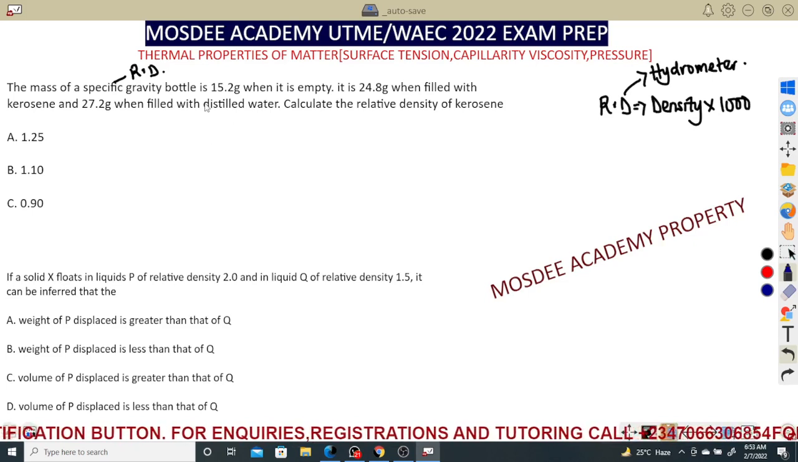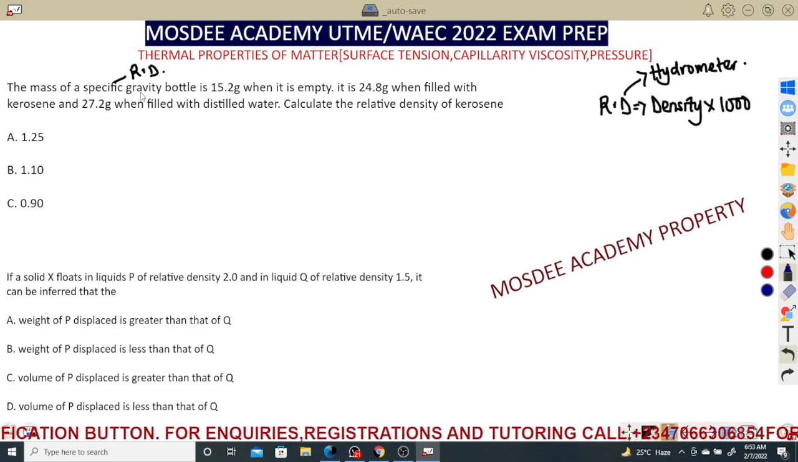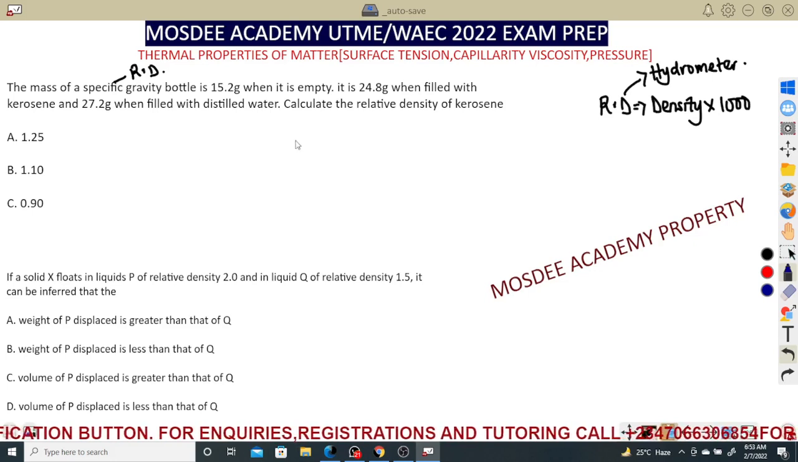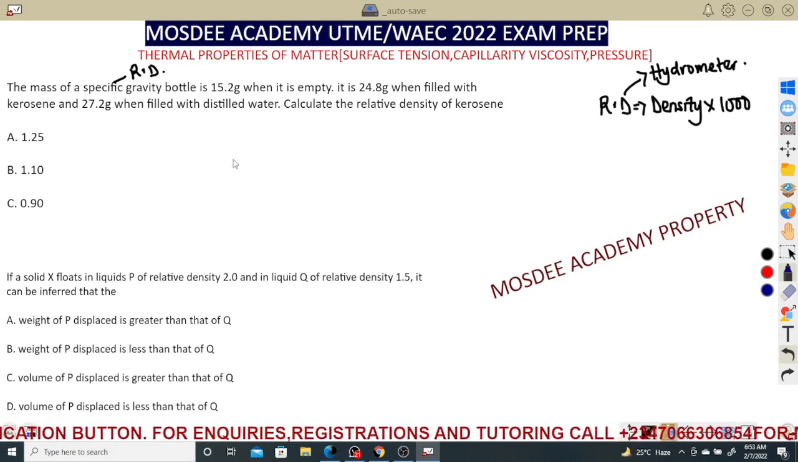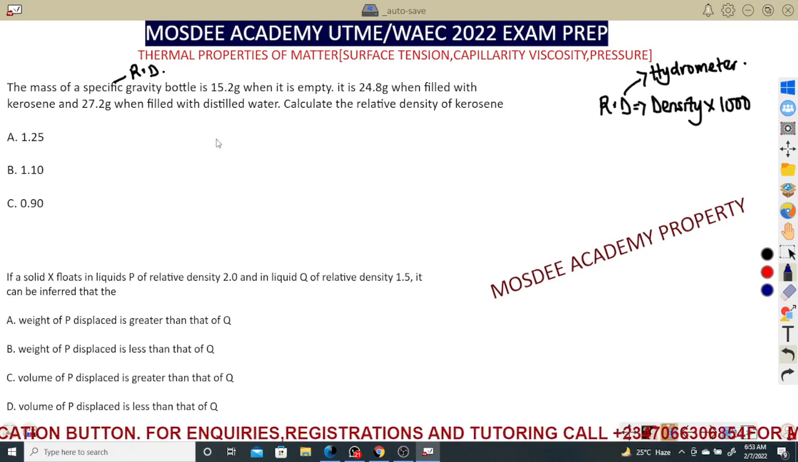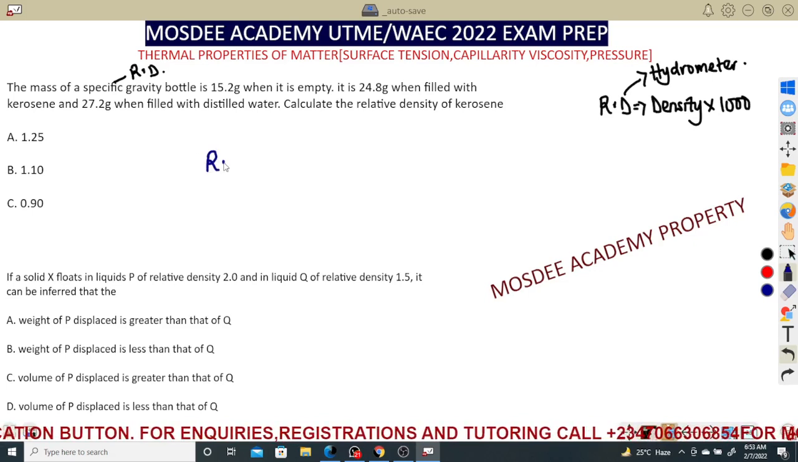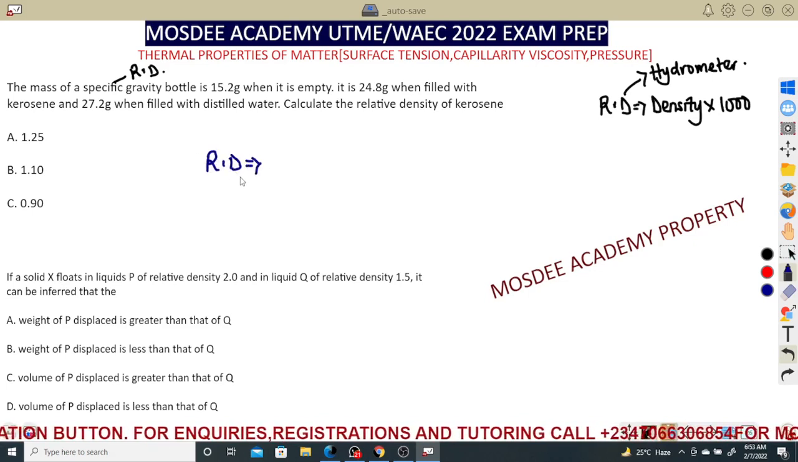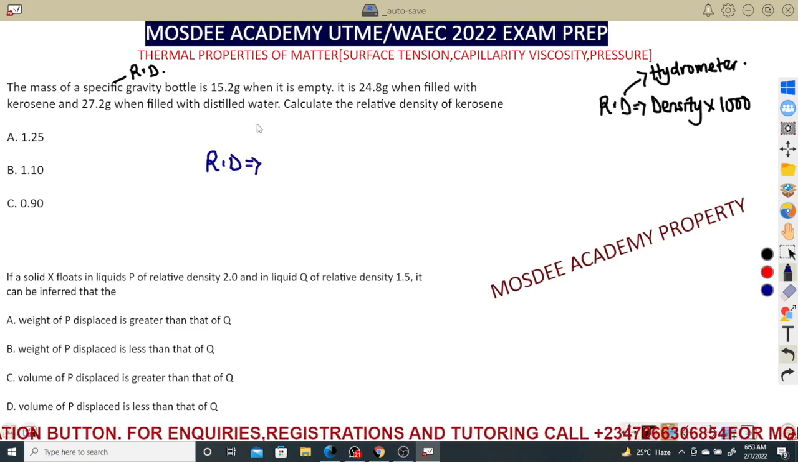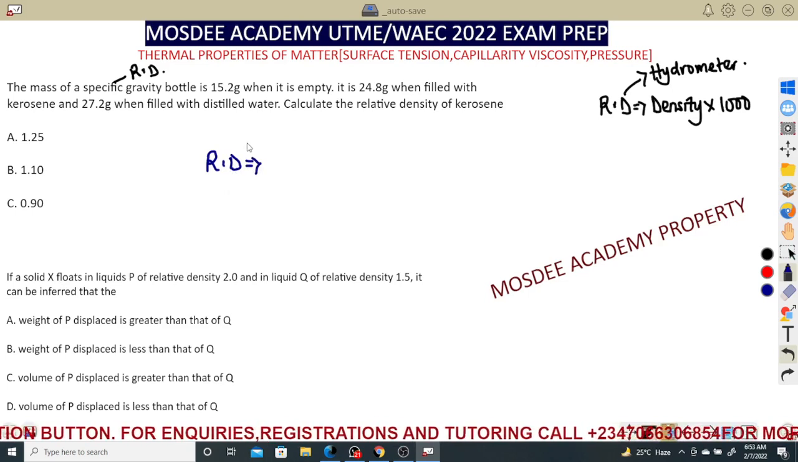Now, directly from the knowledge of our relative density illustration, let's just keep this all at the back of our mind. It's very simple. Normally you say the relative density of the substance is the weight of the substance in air divided by the weight of the substance in liquid.